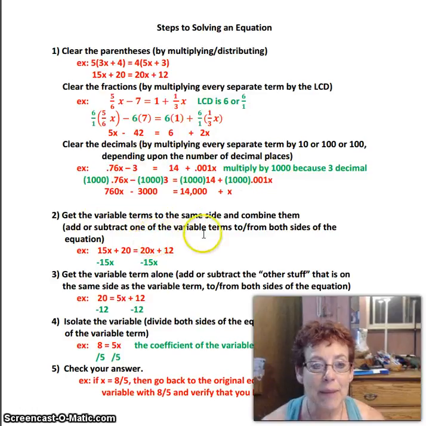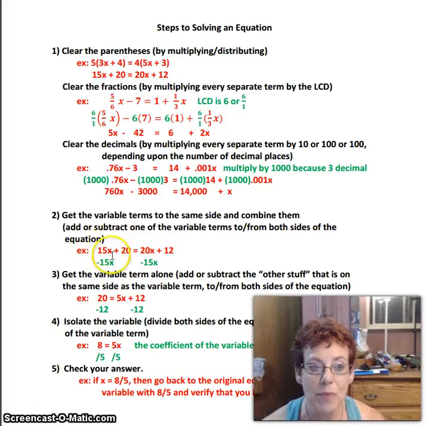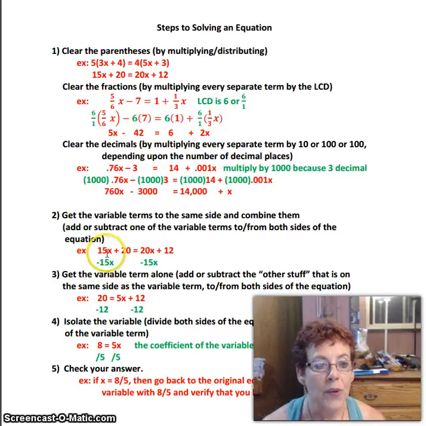Then the next step, and a lot of people don't do this necessarily. The first thing you want to do is, if there happen to be variable terms on both sides, get the variable terms to the same side of the equation. The way we do that is we pick one of them, doesn't matter which one, and we do the opposite to get it to the other side. So here we chose to get rid of the 15x, leave the 20x there.